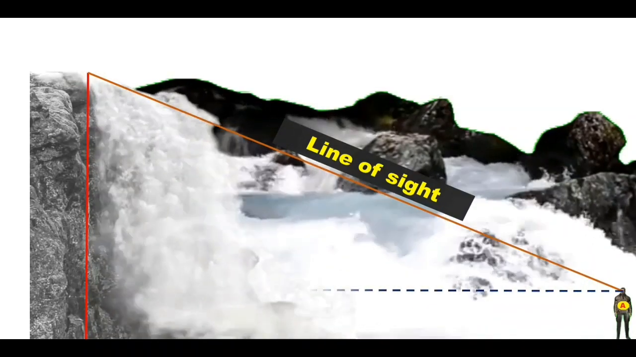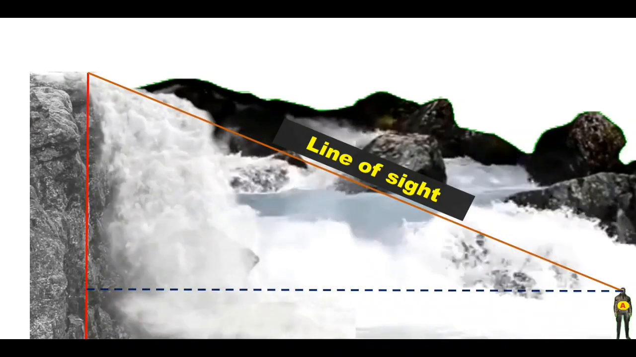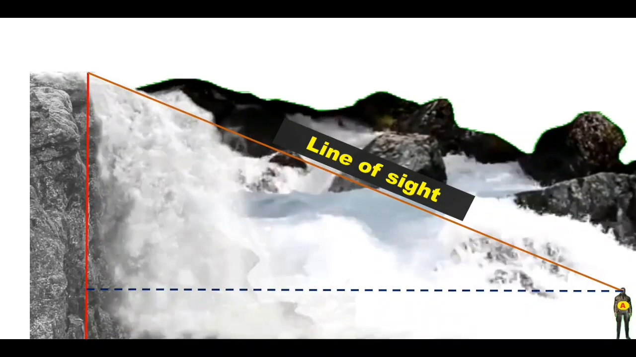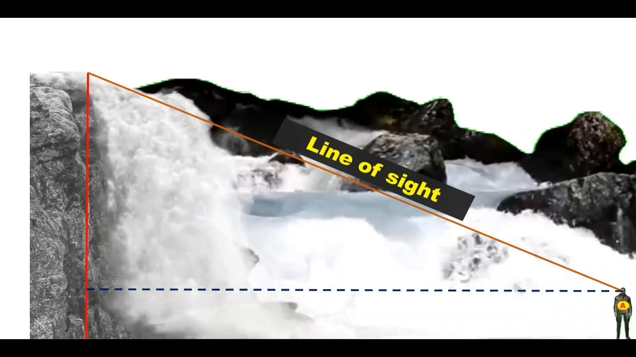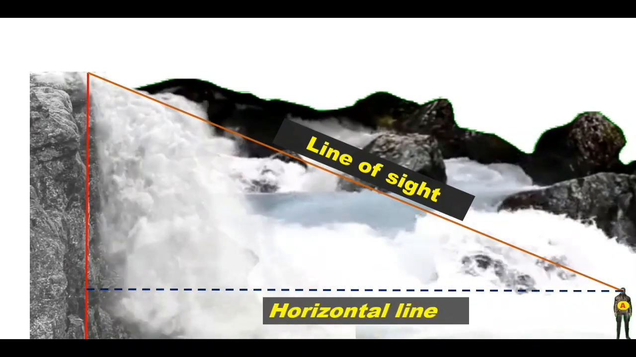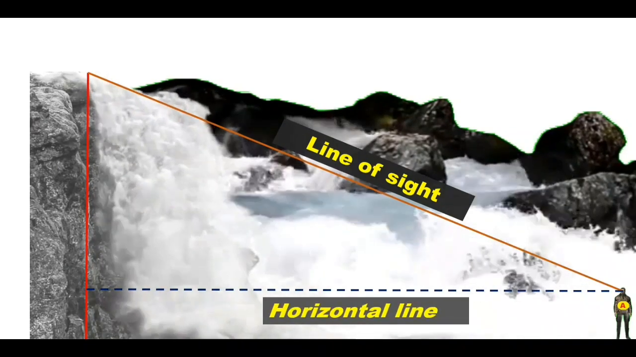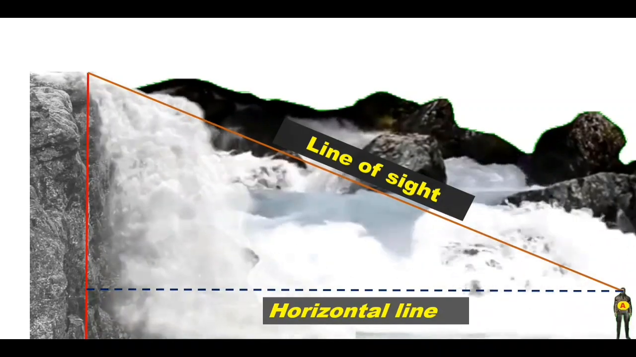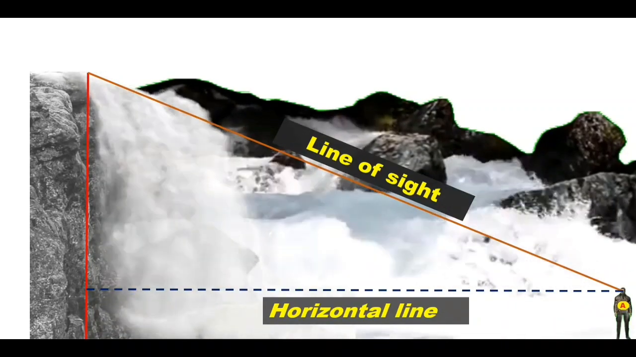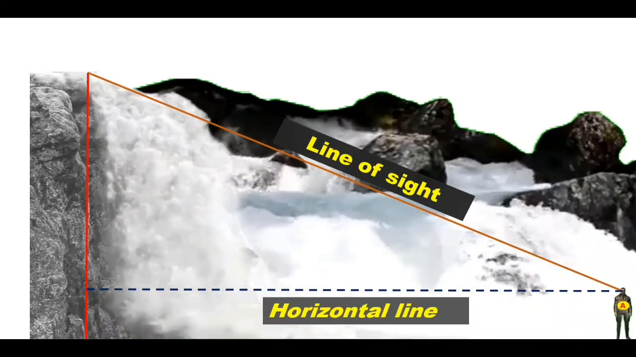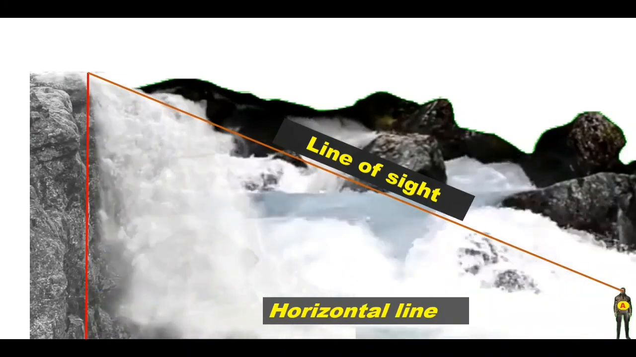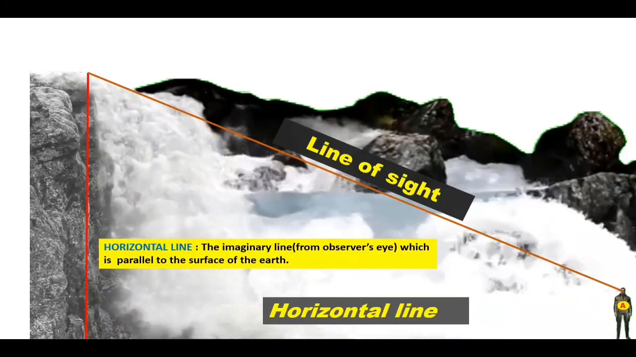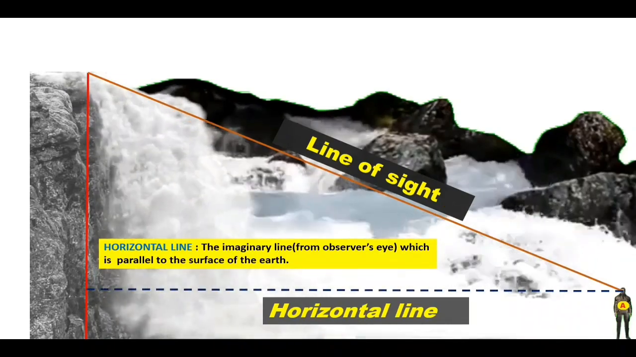So the line which is parallel to the base where the observer stands is known as the horizontal line. The horizontal line is an imaginary line through the observer's eye, and it is parallel to the surface of the earth or the base where the observer stands.